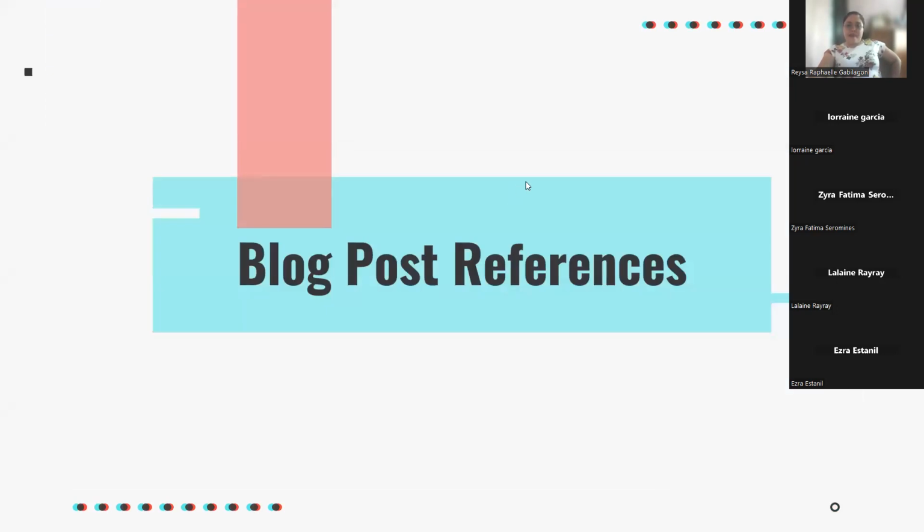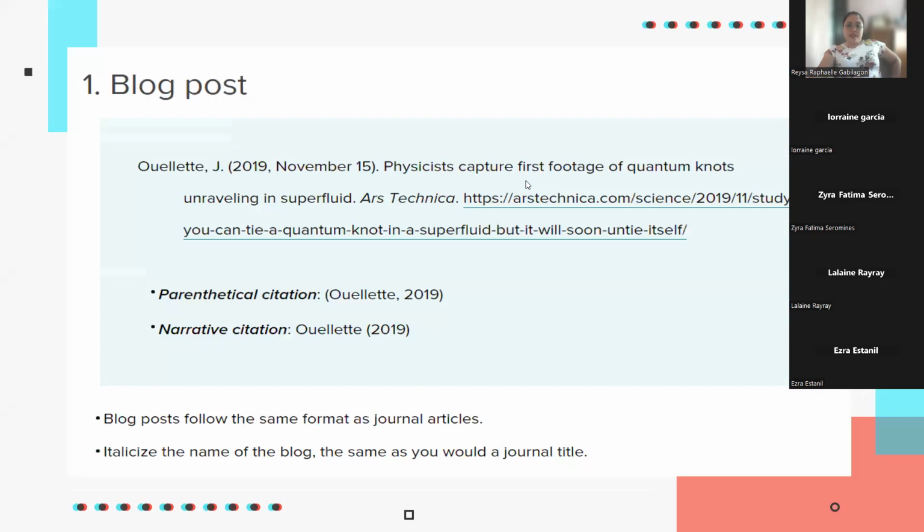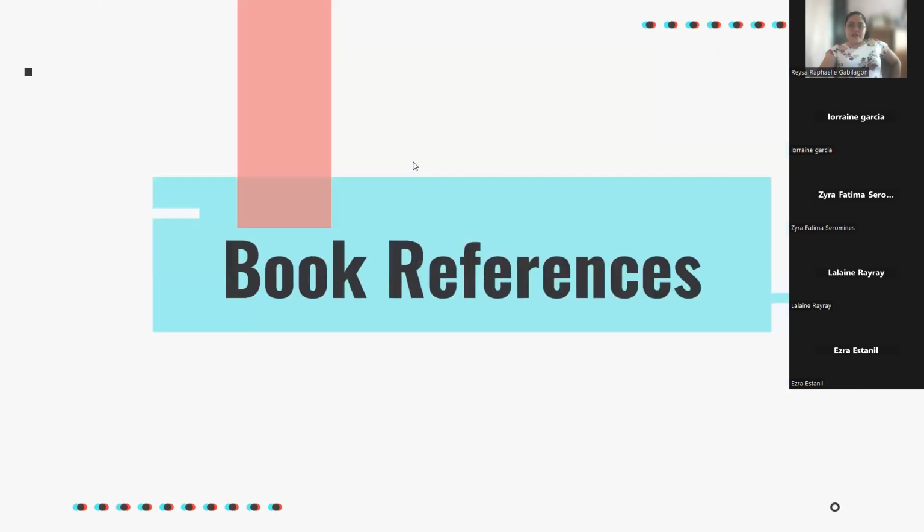How about if it is a blog post? The same, actually, the same class na format. Name, complete date of publication, the title of the article, period, and in italics, the name of the blogs. Blogs do have names also. So may name pa rin ng blog dyan. And then syempre wala ng page number because it's a blog. So diretso na siya URL. Okay? That's it for the blog post.